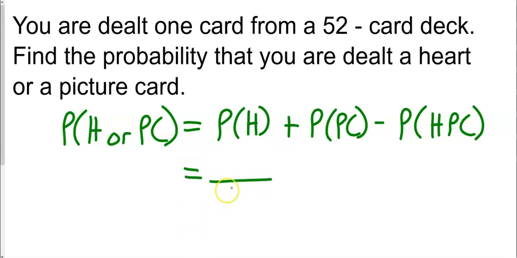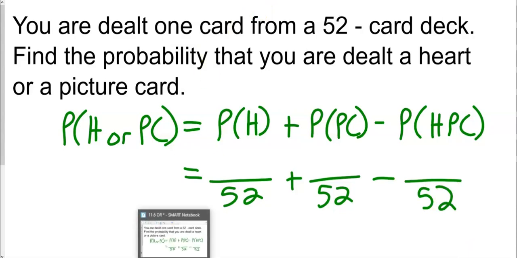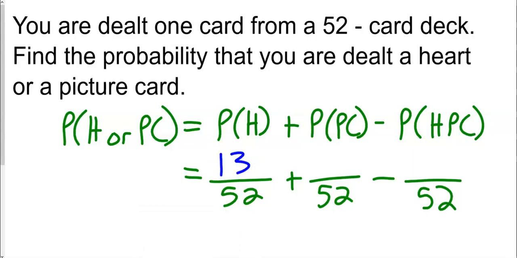So again, denominator is all 52 because we're dealing with 52 cards. So now let's talk about their top numbers. How many cards are hearts? Well, there are 13. And again, I mentioned all those earlier. Ace, 2, 3, 4, 5, 6, 7, 8, 9, 10, Jack, Queen, King. So there are 13 of those cards.